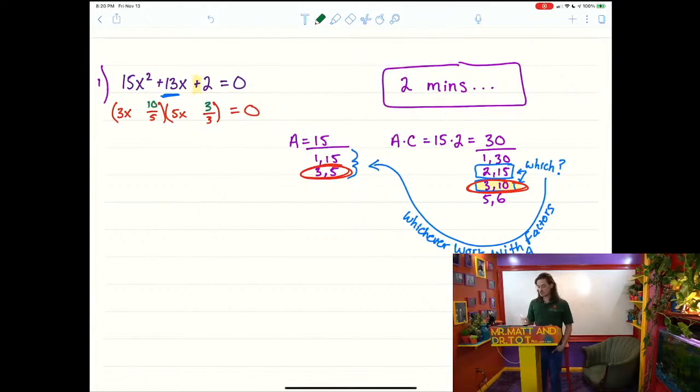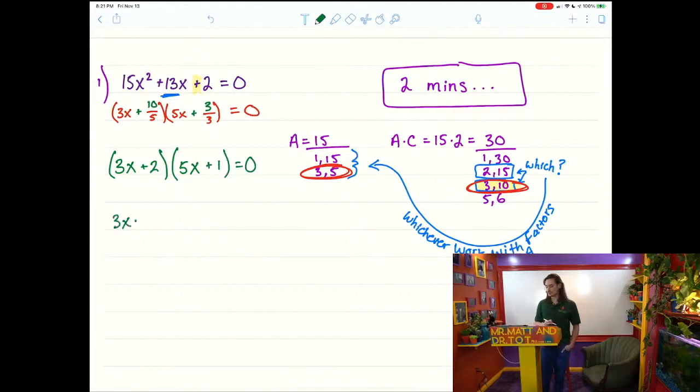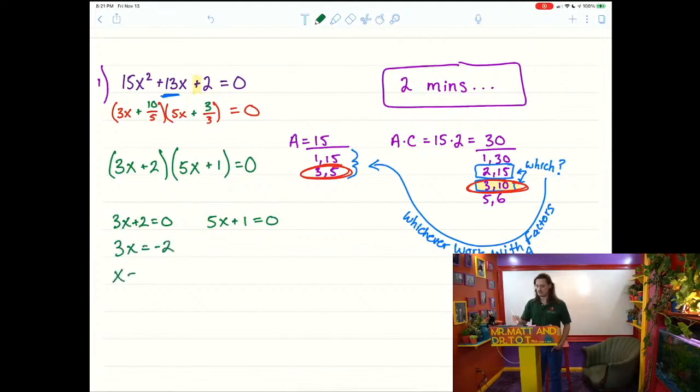And again, if I asked you to solve, then you would just set both of these equal to 0 and solve for x. So x in this instance would either be equal to negative 2/3 or negative 1/5. But the factored form, what I wanted you to do, I just wanted to show you that as an example if you're asked to do that in your class. But the factored form, the answer here is going to be 3x plus 2 quantity times 5x plus 1 is equal to 0.